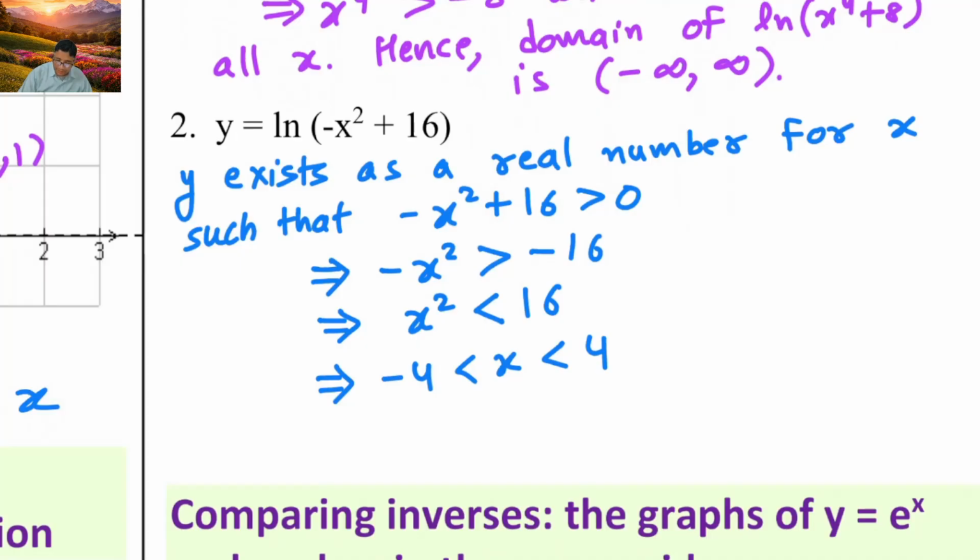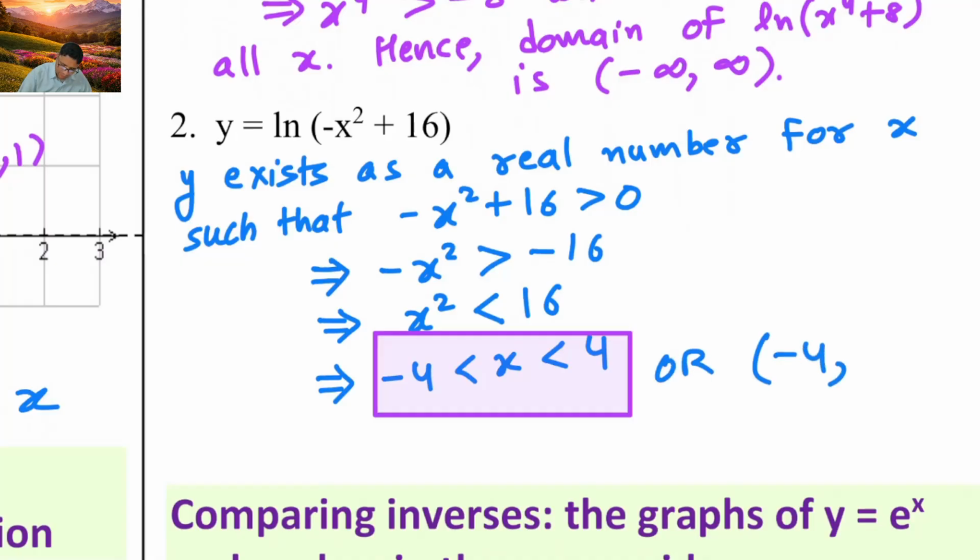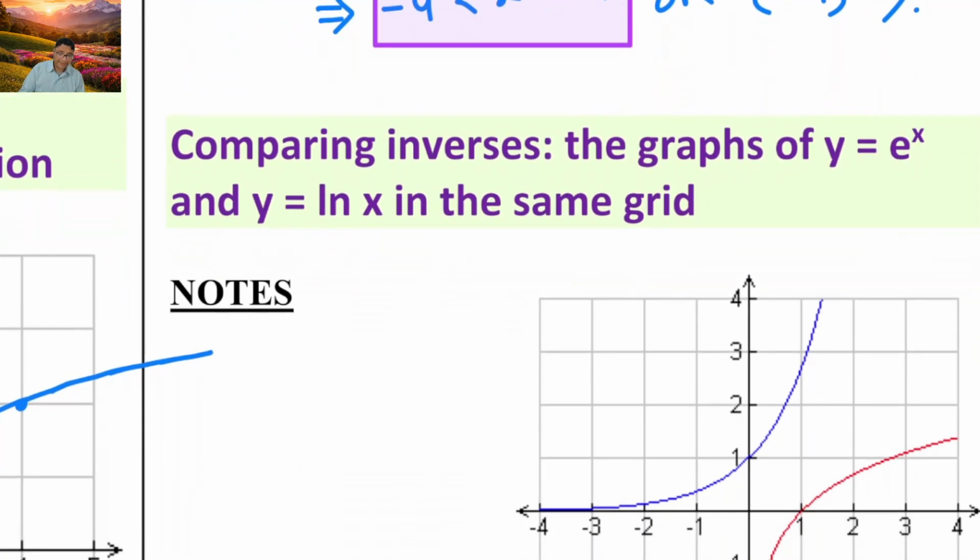Okay. All right. You can just circle it because that's a domain anyways. We have already figured out, you can write that as your domain, or if you want to write it in a different way, you can say negative 4 to 4 as an interval.